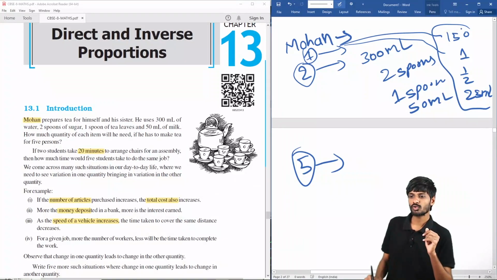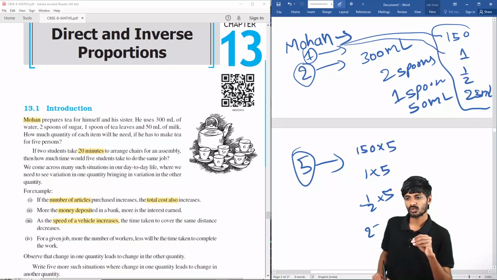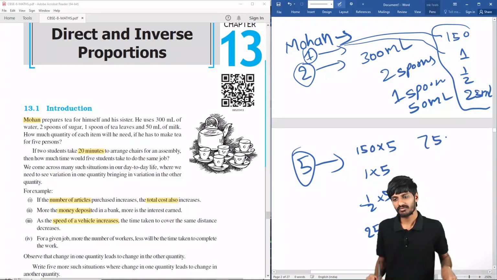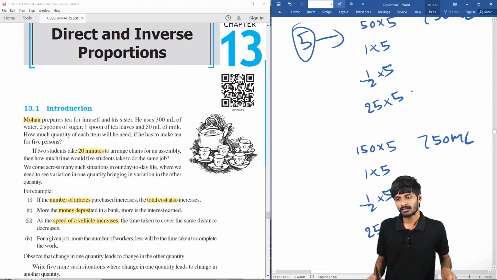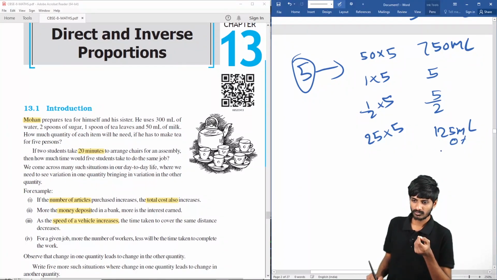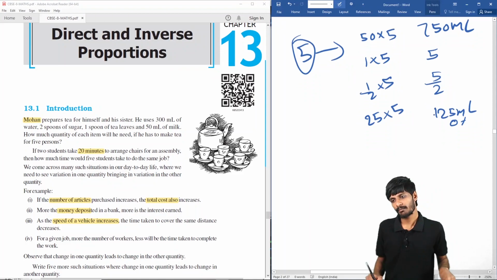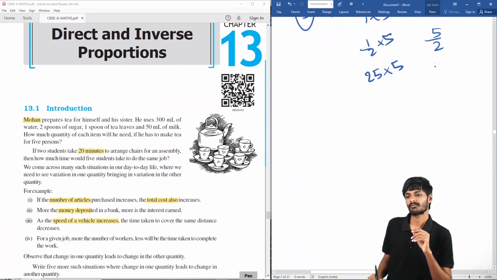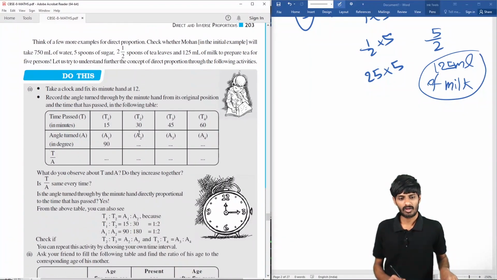And for 5 members, you have to multiply all these by 5. That is 150 into 5, 1 into 5, 1 by 2 into 5, and 25 into 5. Which means 750 ml of water and 5 spoons of sugar and 5 by 2 spoons of tea leaves and 125 ml of milk. That is the way, friends. You have to use it like that.